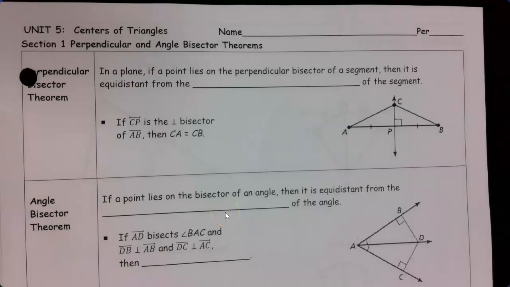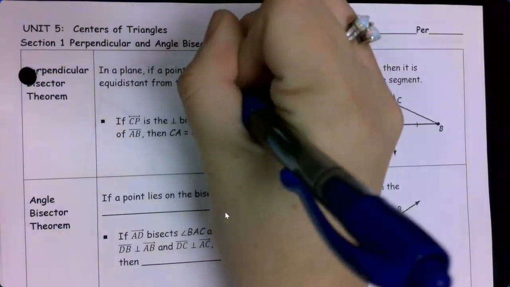Today we're talking about centers of triangles. The first thing we're going to talk about is perpendicular and angle bisector theorems. So the perpendicular bisector theorem states in a plane, if a point lies on the perpendicular bisector of a segment, then it is equidistant from the endpoints of the segment.